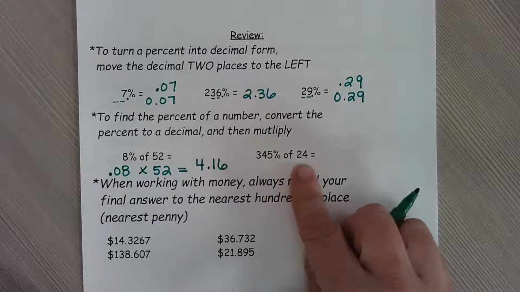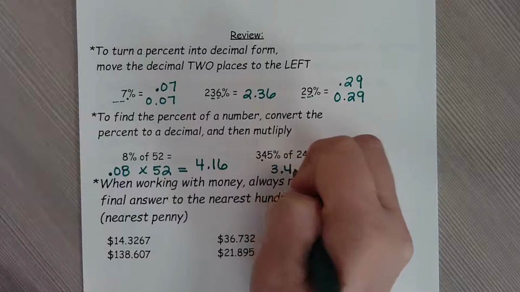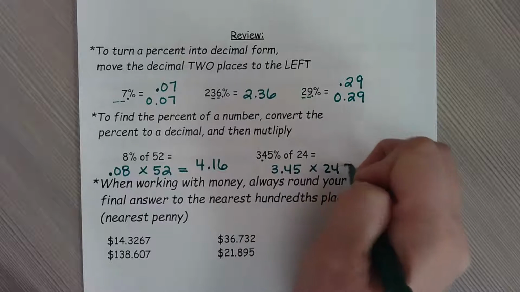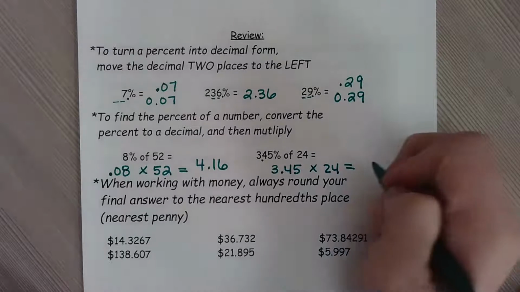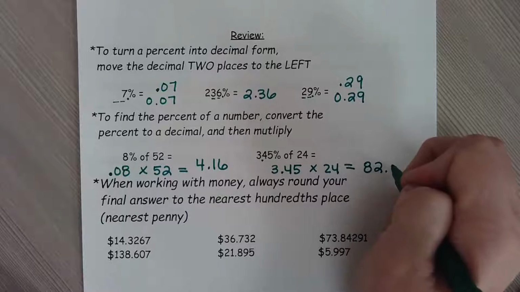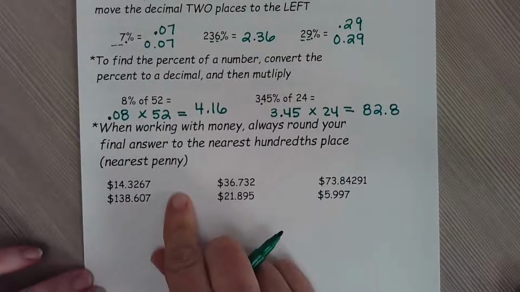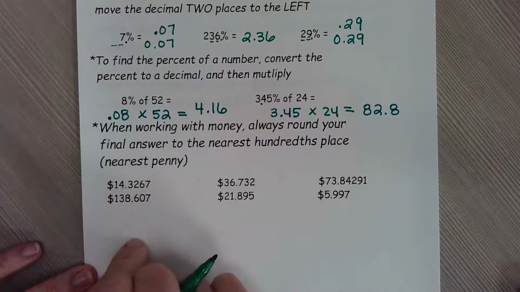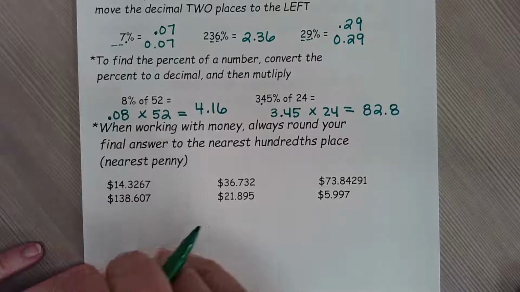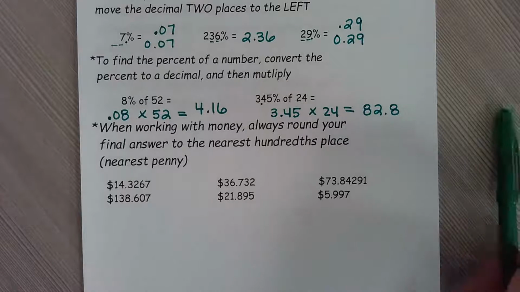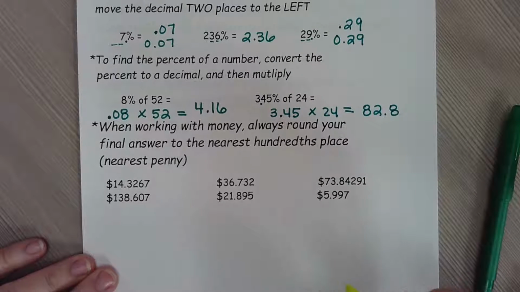For 345% of 24, move the decimal 2 places. So it's going to give you 3.45 times 24. Use your calculator, and you would get 82.8. And the other skill that I want to review is rounding these money amounts. So I saw a lot of people that were finding the percent correctly, but they were messing up because they were not rounding correctly. When you round and you're doing money, you can only have 2 digits after the decimal.